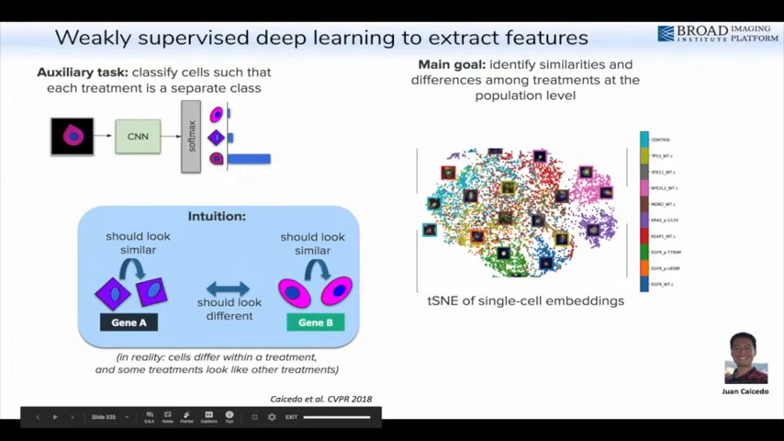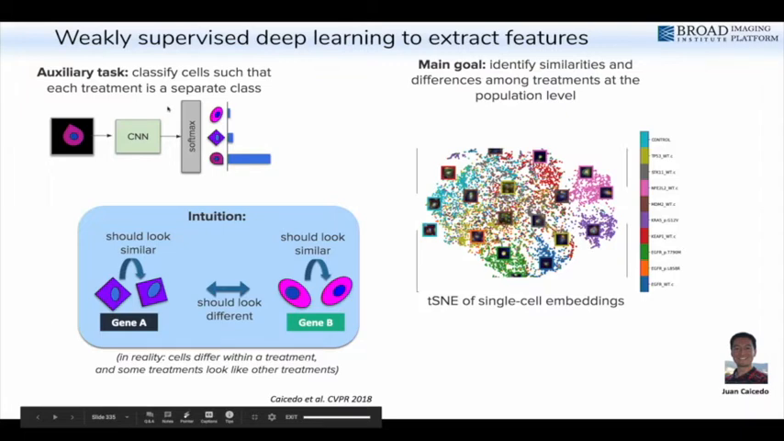And Juan Caicedo now has his own lab, and he's hiring, by the way. He is trained as a computer scientist and is an expert in deep learning. And he had the intuition to train a weakly supervised deep learning model. What this means is that you train the model to do something. It's called an auxiliary task. So you train it to do something you don't really care about, but it's a thing that will teach the model biologically meaningful differences to look out for.